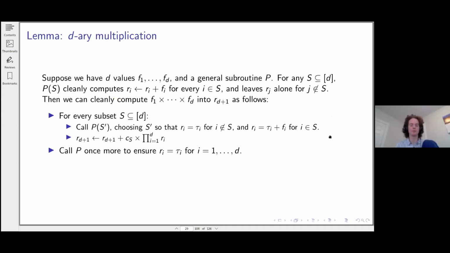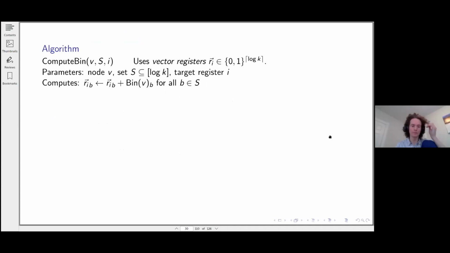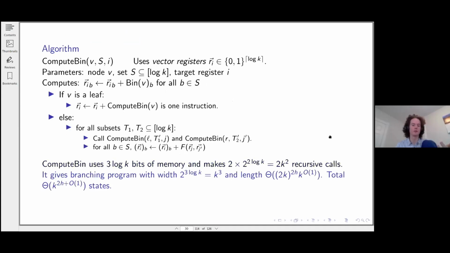We end up with having to do a multiplication algorithm where the number of recursive calls is exponential in the size of the encoding. So if we have log k bits, then the number of recursive calls is actually going to be k squared, actually, 2k squared. So if we try to apply this blindly, I'll just skip to the number of states. This binary encoding gives us a branching program with on the order of k to the 2h states. And again, this is just worse than our Pebbling algorithm.